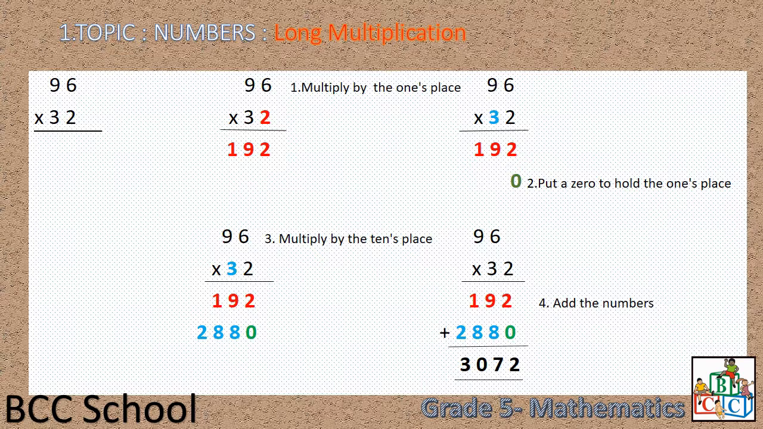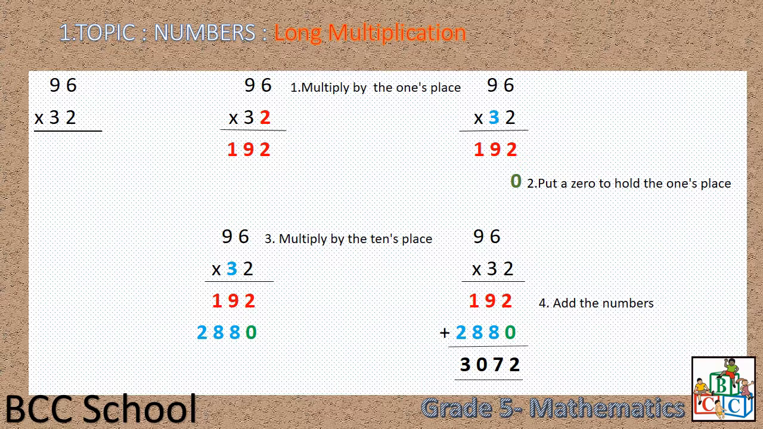96 times 32. Step 1. Multiply by the ones place. That is, we have to do 96 times 2. The answer is 192. Step 2. Put a 0 to hold the ones place. That is, under the 2 we have to put a 0.